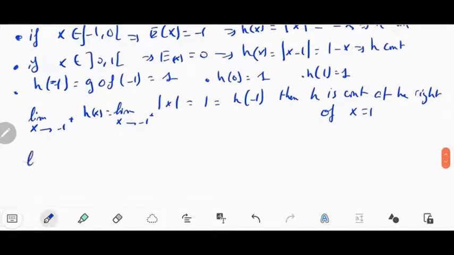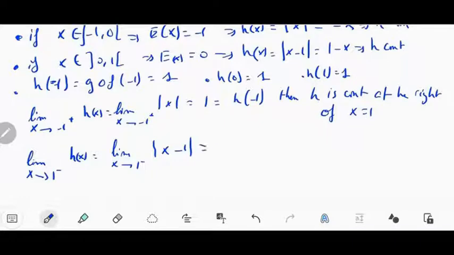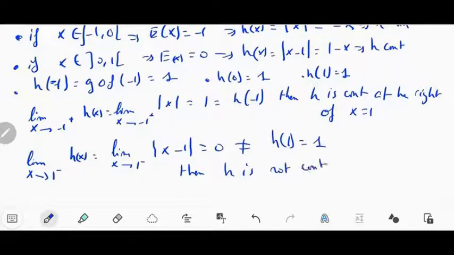Also, limit when x tends to 1 minus of h of x is the limit when x tends to 1 minus of absolute value of x minus 1. This is the expression of h of x on the left of 1, which is equal to 0, and it's different than h of 1, which is equal to 1. Then h is not continuous at the left of x equal 1.